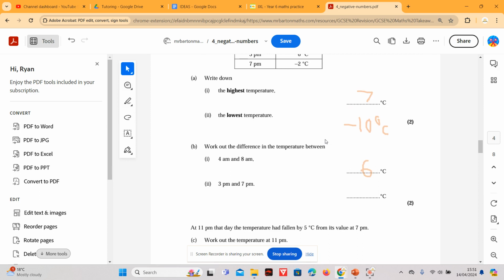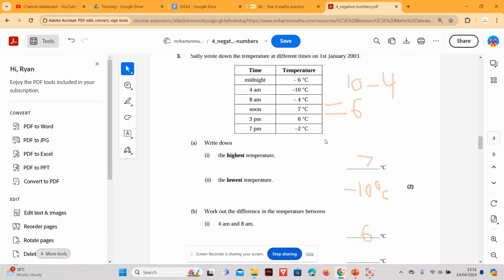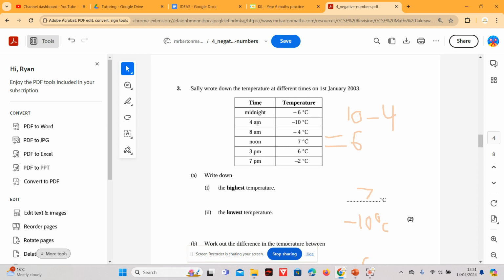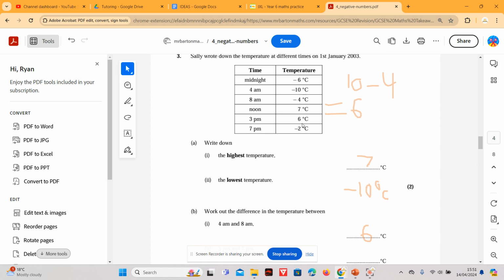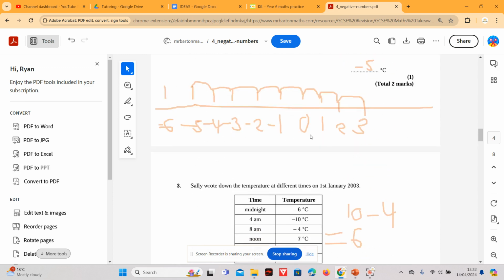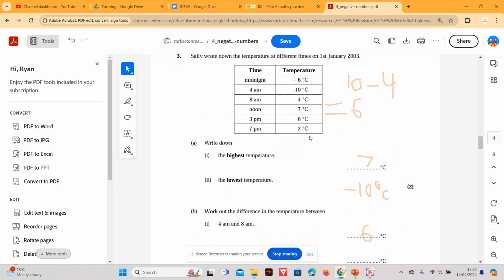Okay, next one. Work out the difference in temperature between 3 p.m. and 7 p.m. So at 3 p.m., it is 6, and 7 p.m. it's -2. This time, it's not going to quite work out when we do that, so for this one we have to do something a bit different, because it's a positive and a negative number. We can actually use the number line we drew earlier up here, potentially.